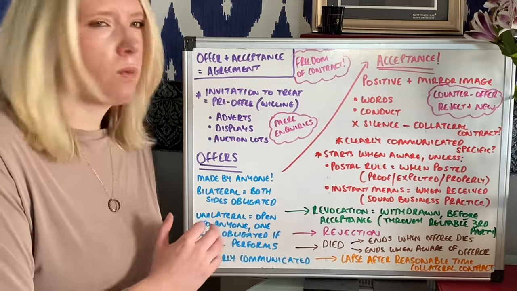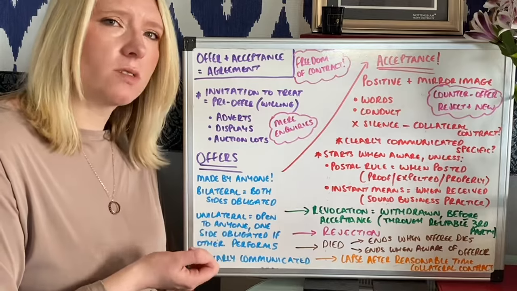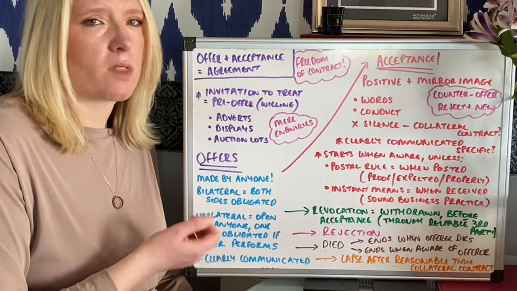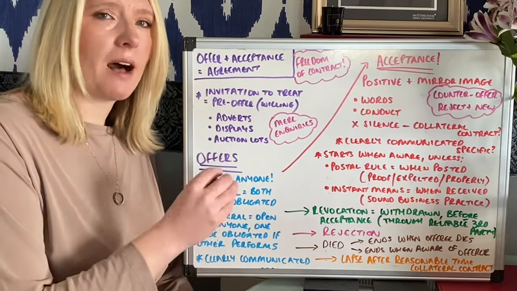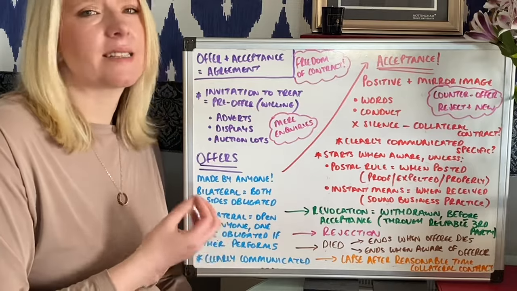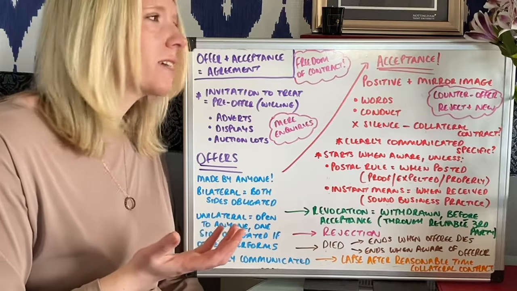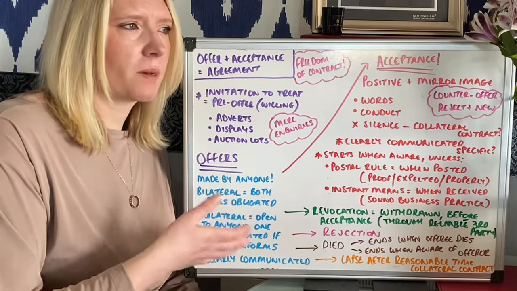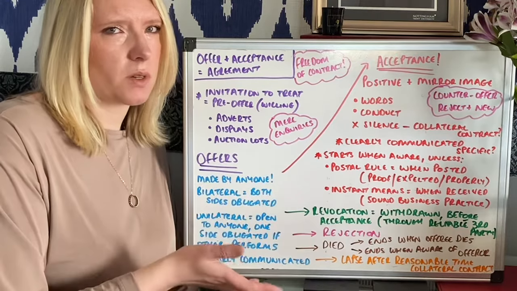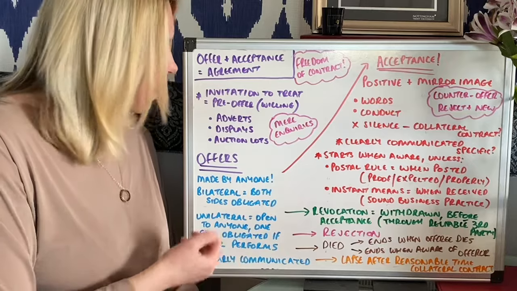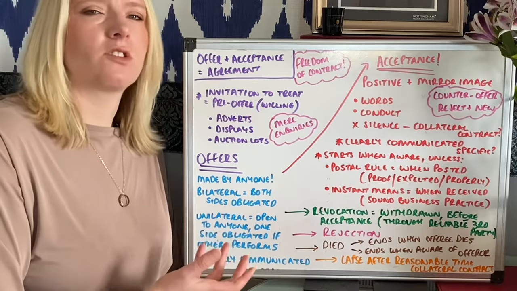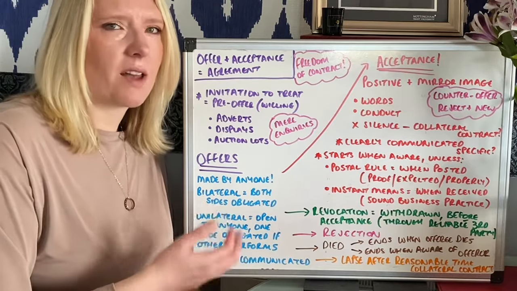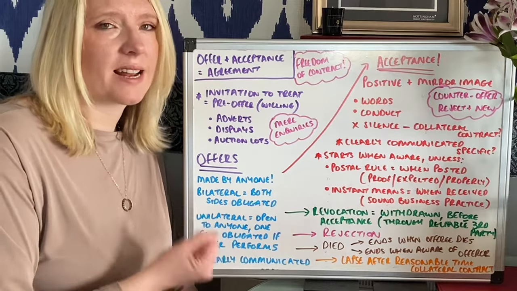Offers can be either bilateral or unilateral, so many offers that we deal with will be bilateral. Bi meaning two sides have an obligation to do something in the contract. So for example, if you buy an item from a shop, you have a contractual obligation to pay, they have a contractual obligation to supply the item. Something slightly different is a unilateral contract, and this is where with adverts, you have to be really careful to read exactly what they're saying.